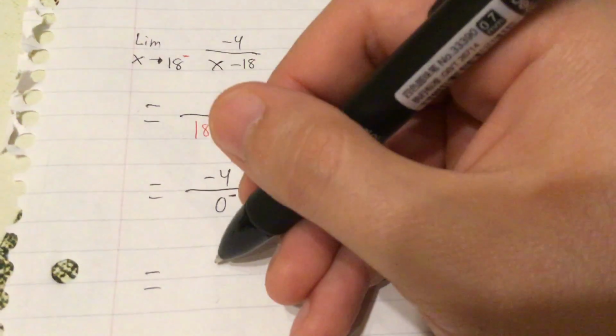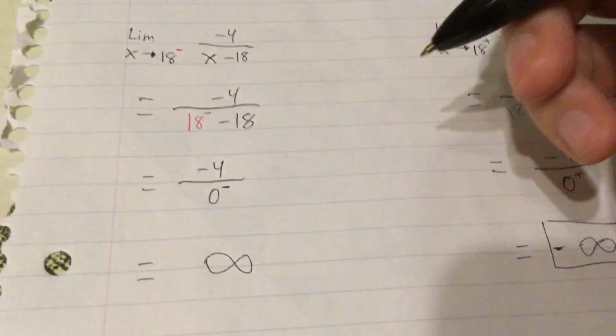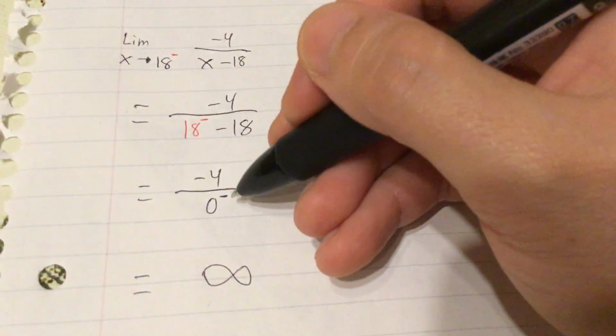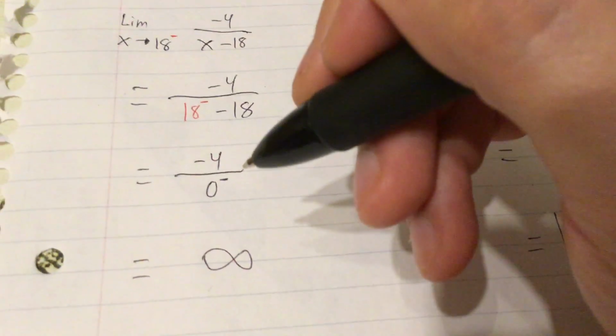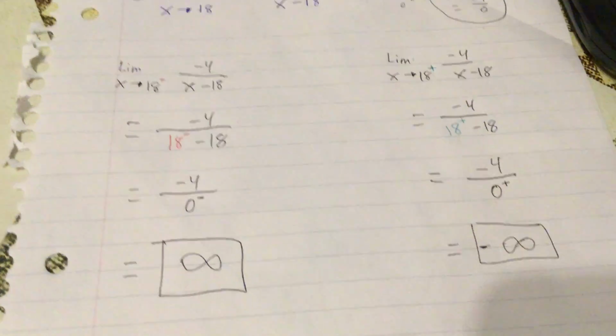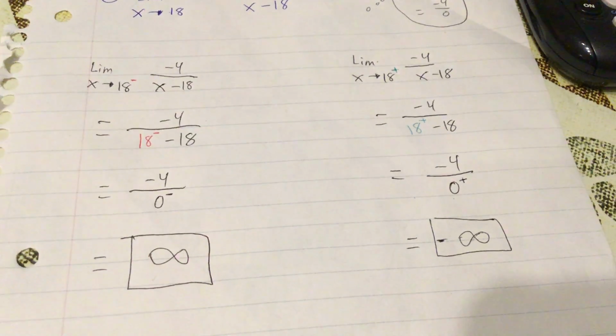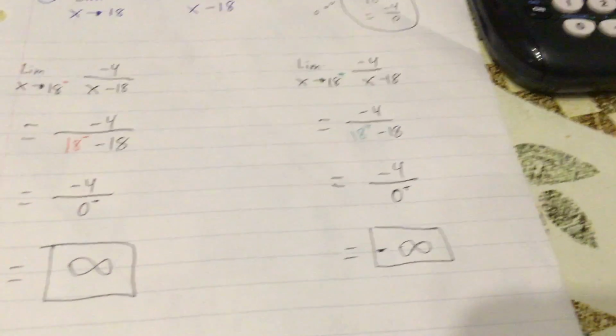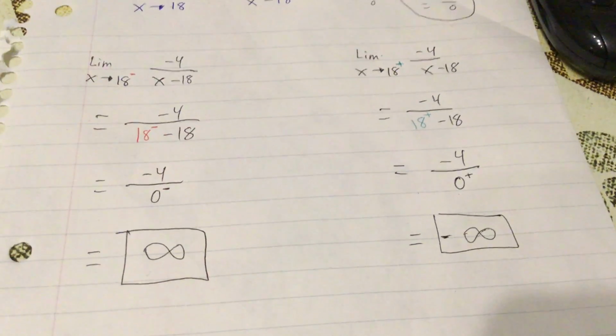Well, I've got negative 4 over 0, which is going to be some sort of infinity. But a negative divided by a negative is a positive. So therefore, the left-hand limit as x approaches 18 is positive infinity. The right-hand limit as x approaches 18 is negative infinity.